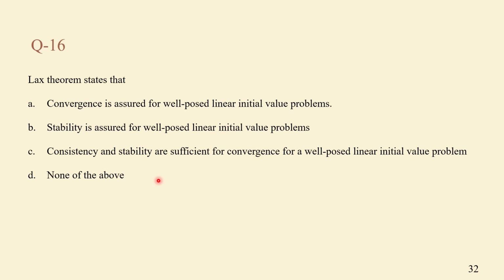And option C is that consistency and stability are sufficient for convergence for well-posed linear initial value problems. So in order to get the convergence, we need to have consistency and stability in the system, so that we can say that if it is consistent and if it is stable, we can get a convergent solution. Therefore, for well-posed linear initial value problems, we need consistency and stability as the criteria so that we can assure the convergence. So option C is the right answer.